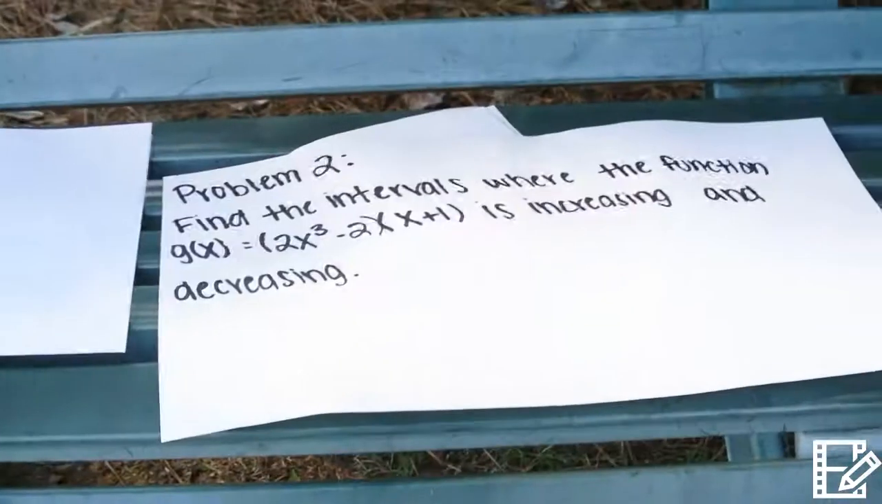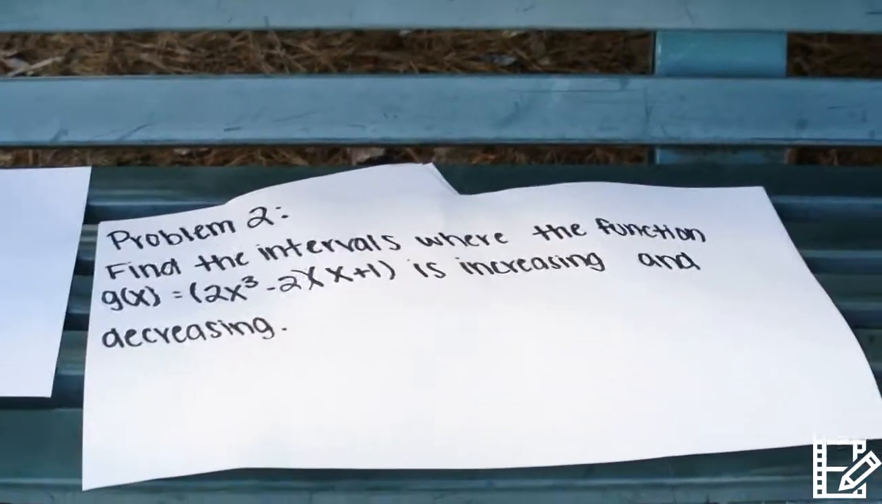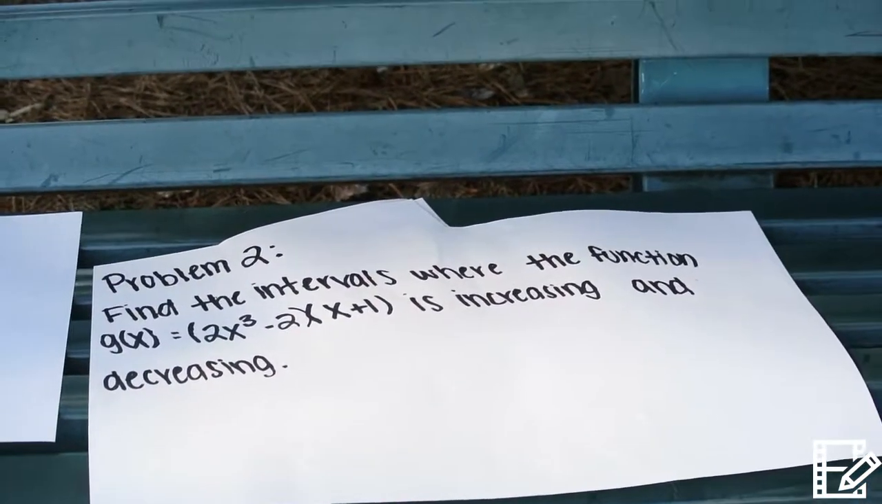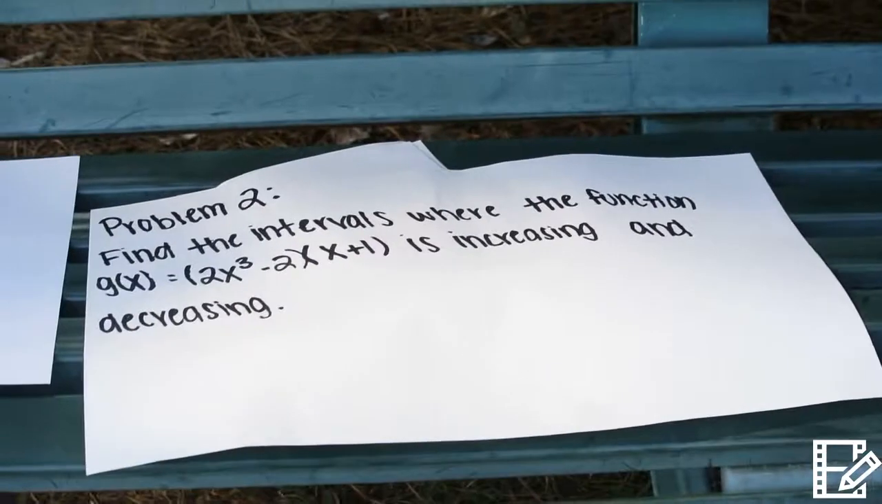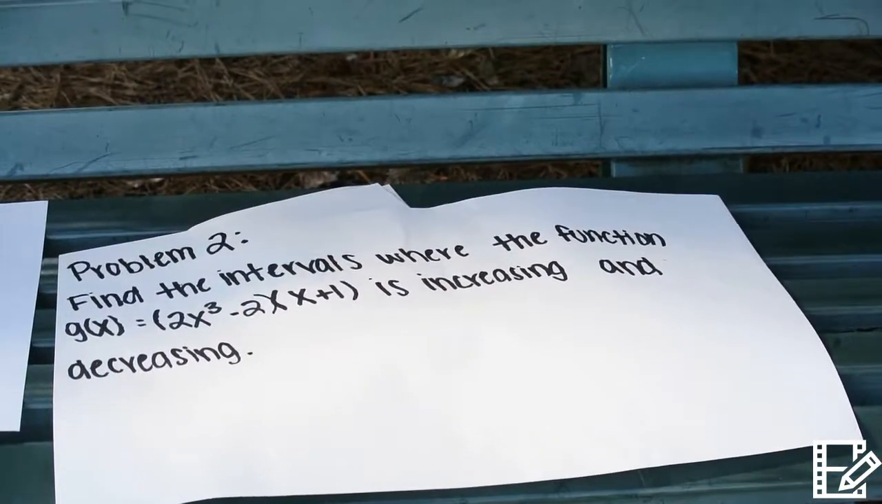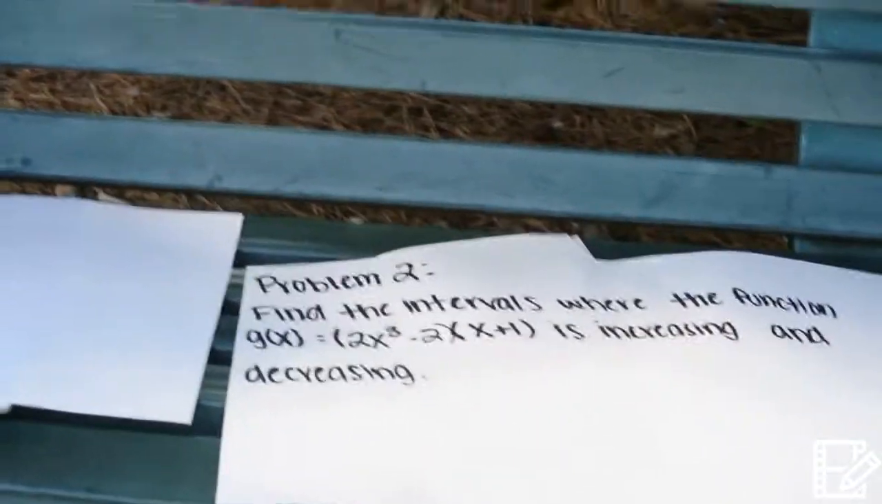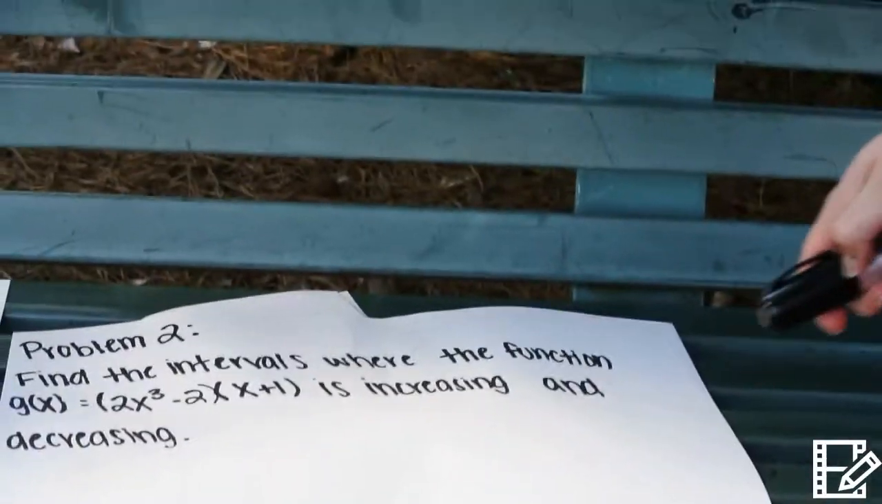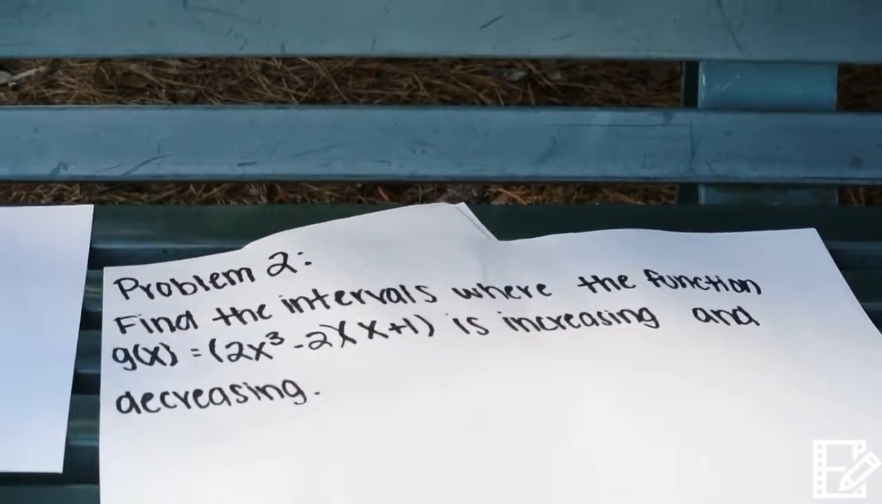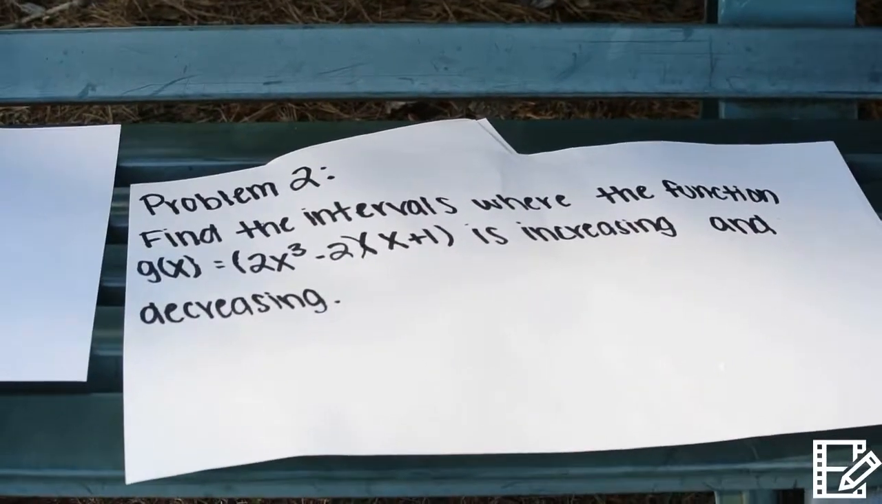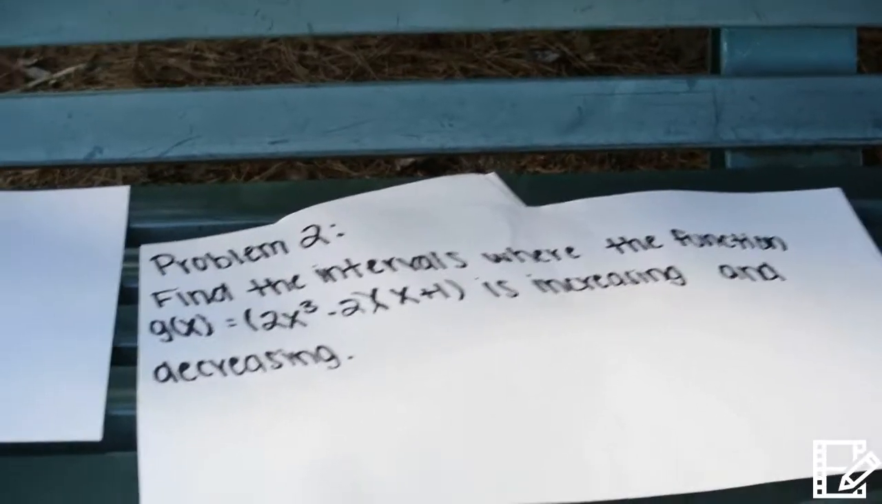Find the intervals where the function g of x equals 2x cubed minus 2 times x plus 1 is increasing and decreasing. I forgot increasing and decreasing again. Can you explain it? Yeah, so it's where the function's slope, or its first derivative, is positive for increasing or negative for decreasing. Okay, so how about you solve it? Yeah, let's try it out.